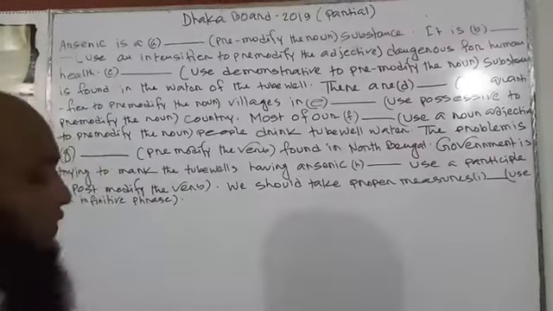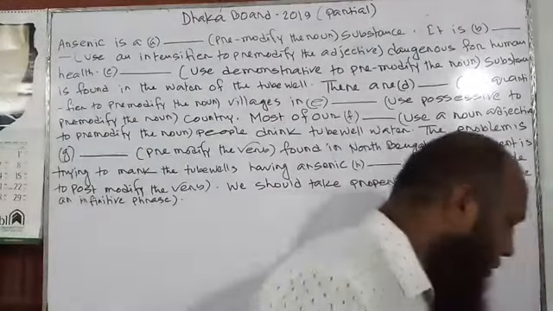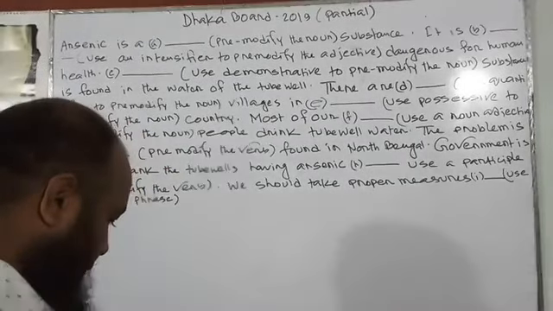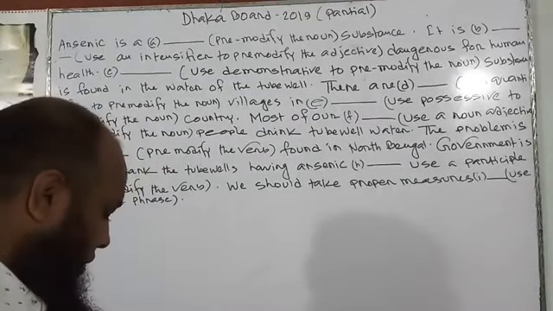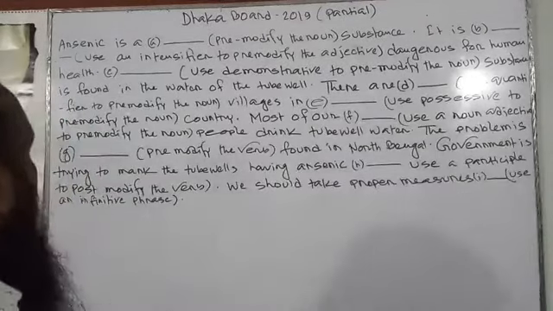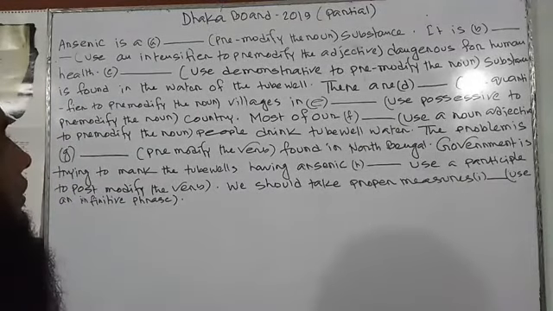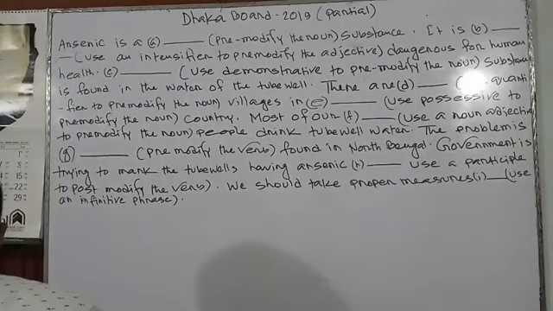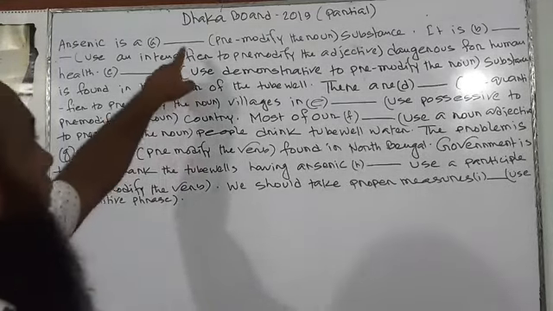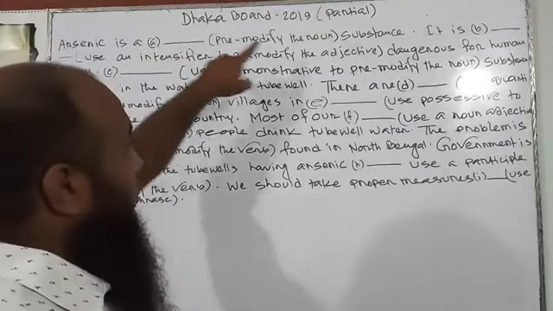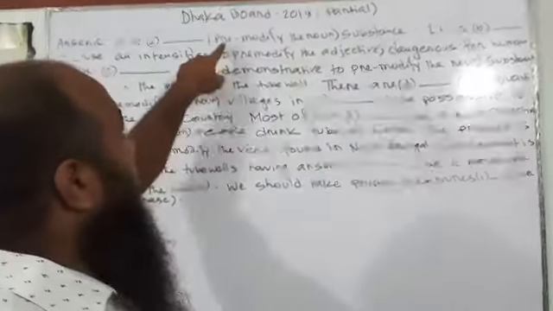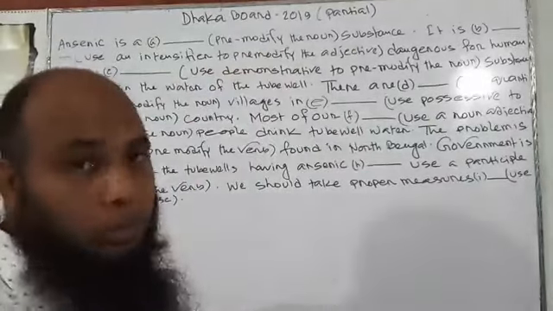First of all, arsenic. You know, it is a very famous word in Bangladesh, arsenic, and we suffer from this sort of arsenicosis in Bangladesh. Anyway, my dears, arsenic is a pre-modified. Arsenic is a dash substance. Here you see substance, pre-modify the noun.